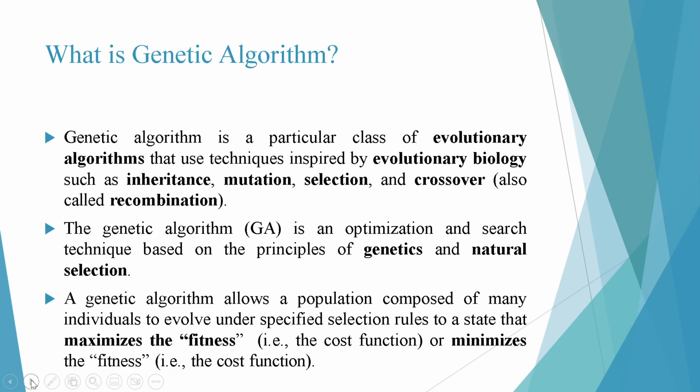What is a genetic algorithm? A genetic algorithm is a particular class of evolutionary algorithm that is based on genetics and natural selection, such as inheritance, mutation, selection and crossover. Normally we use it to maximize, for example profit, or minimize the cost. That is what we call the objective function or the cost function.